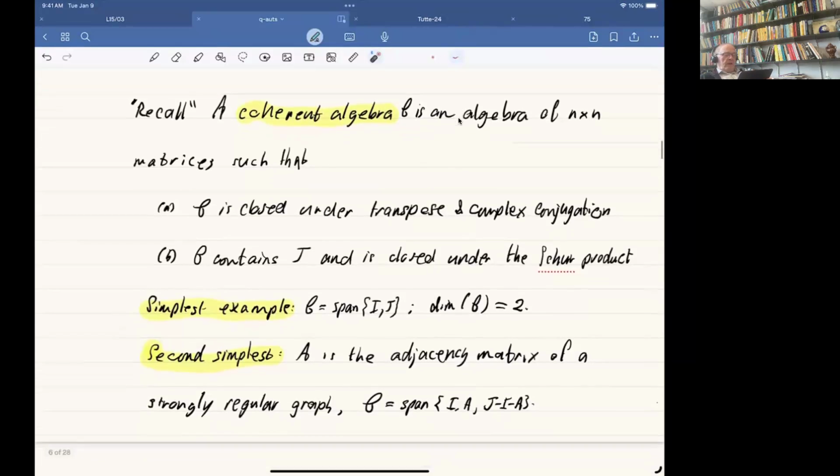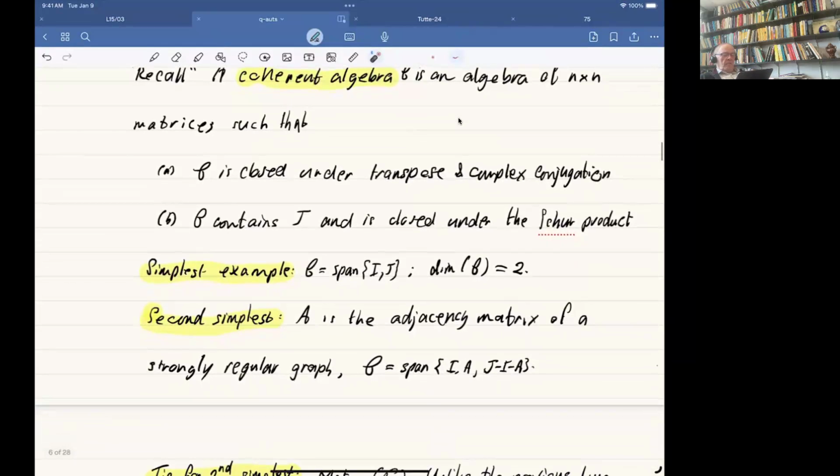Now, the simplest example is simply to take the identity matrix and the all ones matrix and take their span. That gives you an algebra of dimension 2. It's closed under matrix multiplication. It's closed under Schur multiplication. It contains J, and so on. So there you are. There's a two-dimensional coherent algebra. In fact, it's the only two-dimensional coherent algebra.